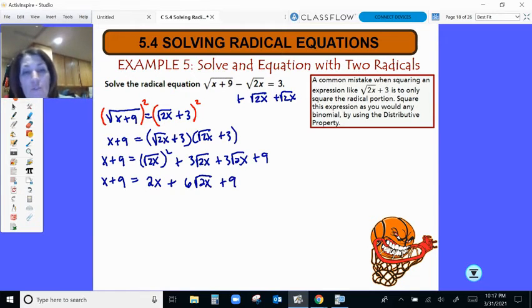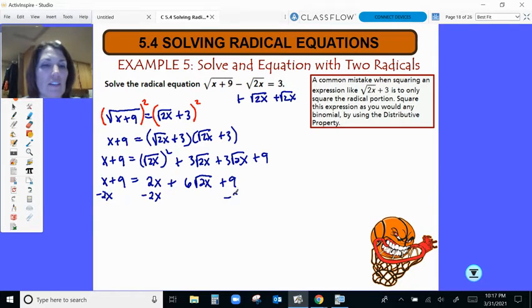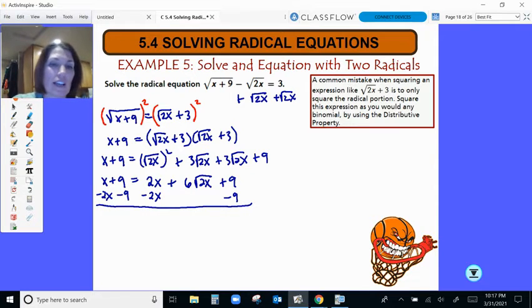So now we still have a radical in this equation. We want to isolate that radical so we can get rid of it and solve. So we're going to subtract 2x on both sides, and we're also going to subtract this 9. The 9s cancel out here. So we have negative x equals, and then those cancel out, so that becomes 6 square root of 2x.